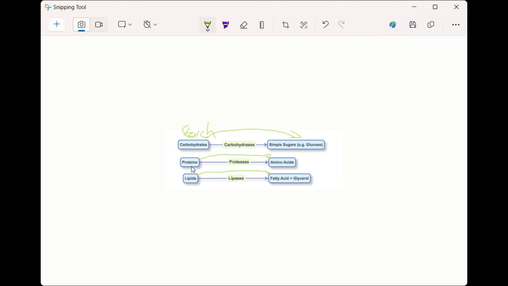And the last thing is just about where they're produced. Carbohydrases, proteases, and lipases are all produced in the pancreas and the small intestine. However, certain proteases, mainly pepsin, which is the one you need to know, are different. I know the handwriting's a bit bad, but pepsin is produced in the stomach. So all of them are produced in the small intestine and pancreas, but proteases can also be produced in the stomach.